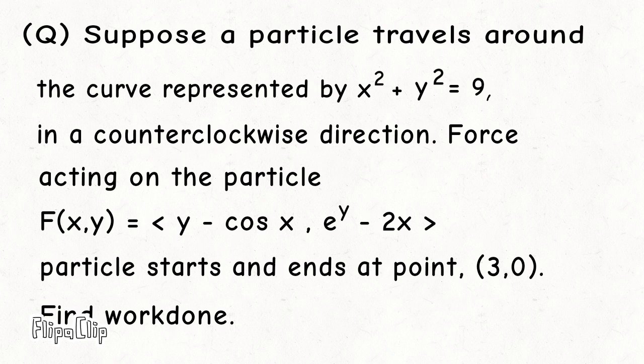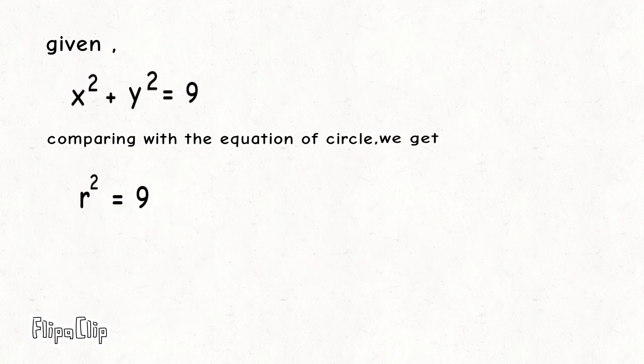Example. Suppose a particle travels around the curve represented by x squared plus y squared equals 9 in a counterclockwise direction. The force acting on the particle is given. The particle starts and ends at point (3, 0). Then find the work done. Given x squared plus y squared equals 9.